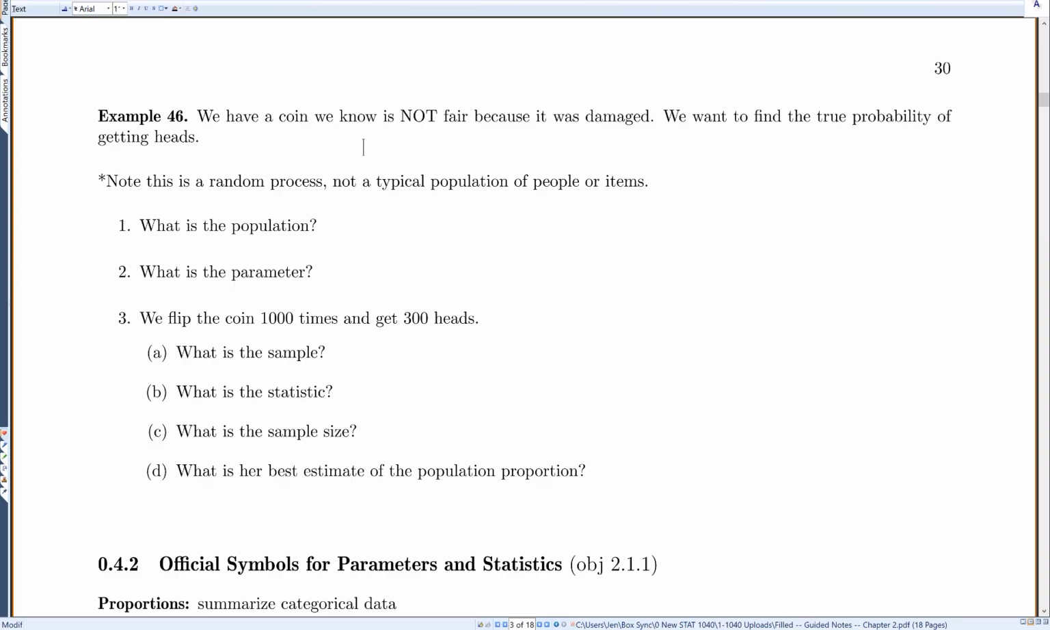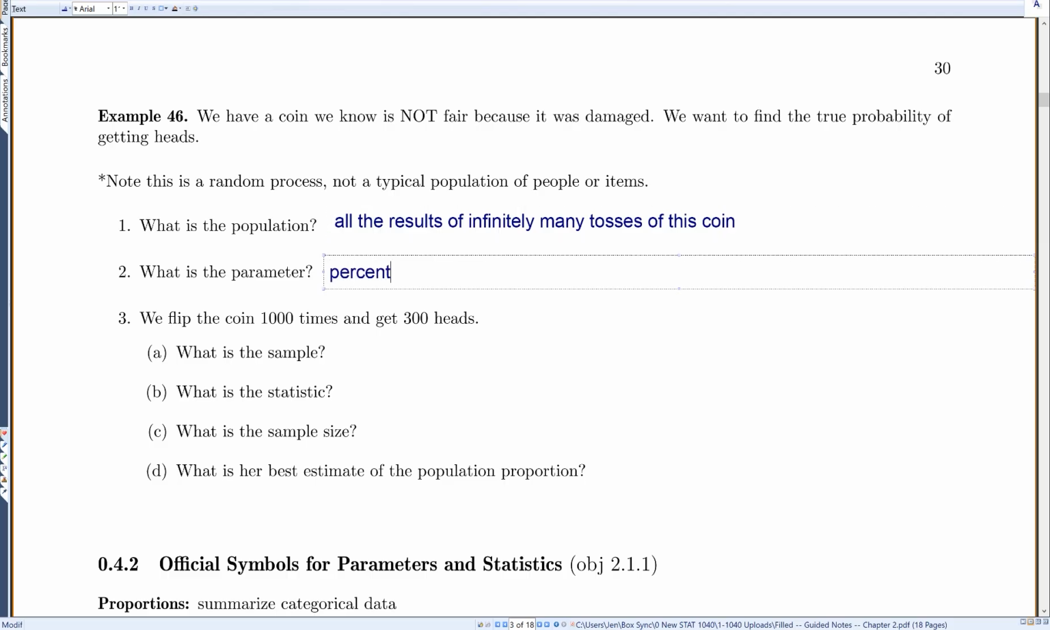So let's say we have a coin that we know is not fair because it was damaged. We want to find the true probability of getting heads. Now this is a random process, not a typical population, like it's not a set of people or items. So when we say what is the population, it would be the results of infinitely many tosses of this coin. And the parameter would be the percentage of heads for those infinitely many tosses.